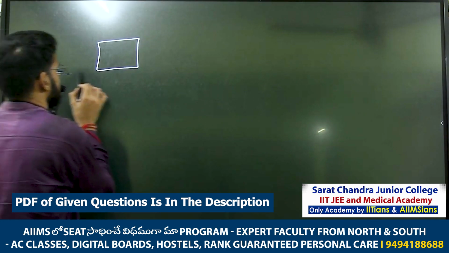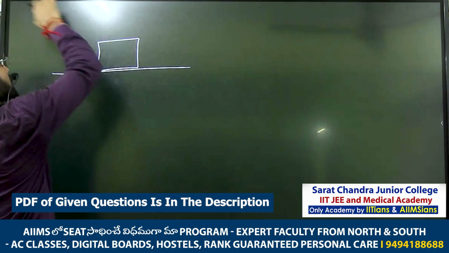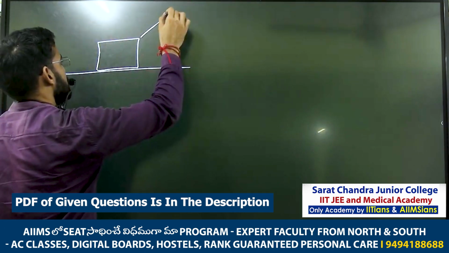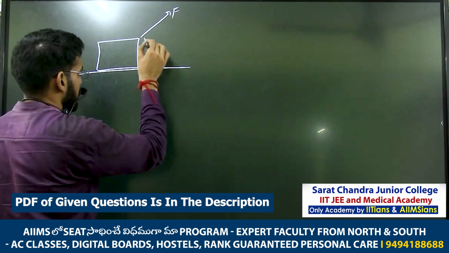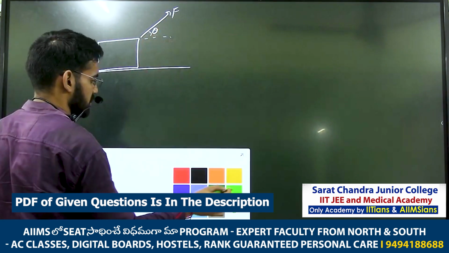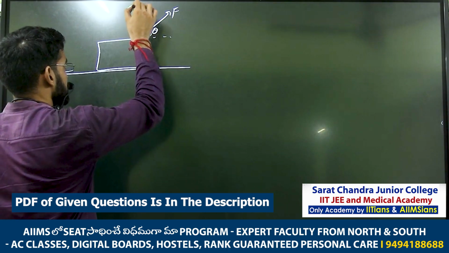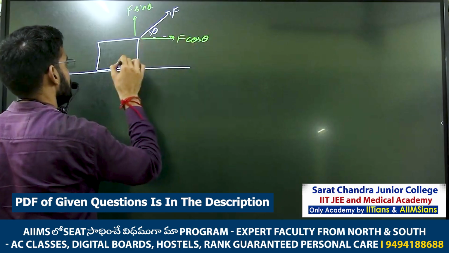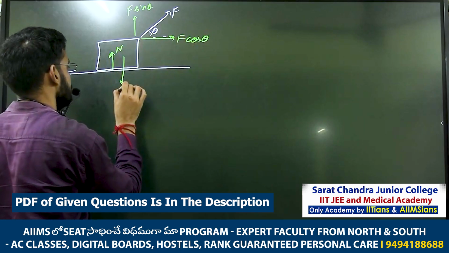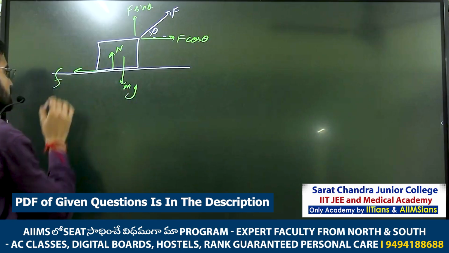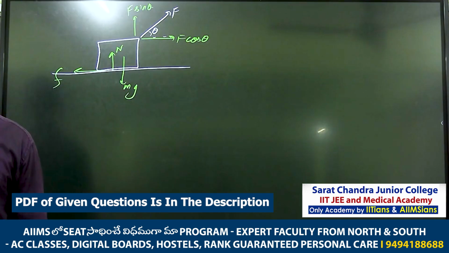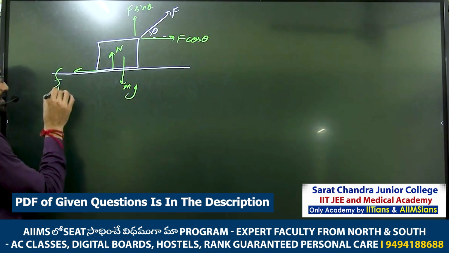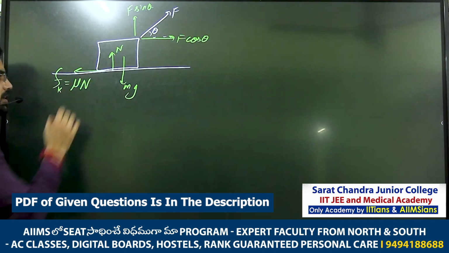So here we have done this thing many times. We applied force like this also, like this also. So it came like this. How much angle? Theta. This side force F sine theta, this side force F cos theta. Upward normal, downward mg, this side friction. Which friction will act? Moving with constant velocity, so kinetic friction. How much? Mu into normal.